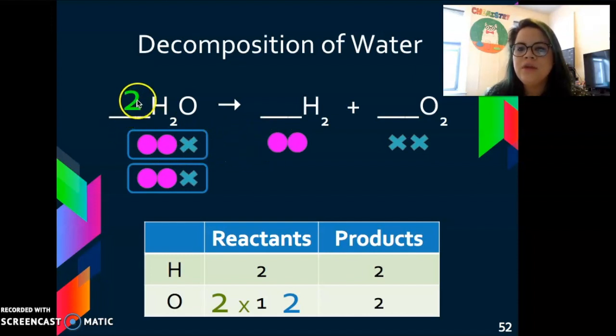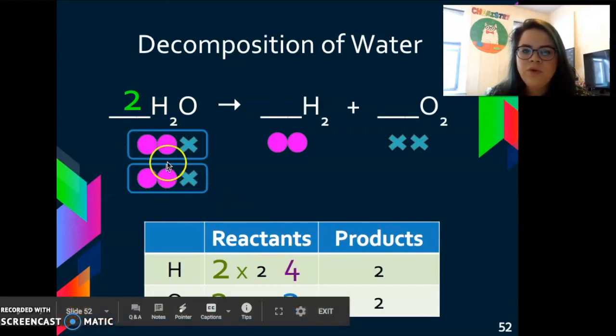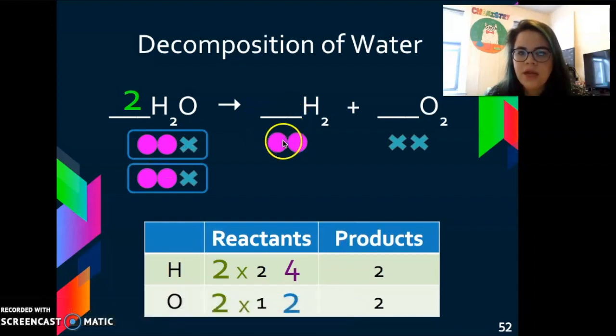This number in the front applies to everything after it. So not only did I double my oxygens, I also doubled my hydrogens. 2 times 2 to give me 4. And that's why I have these 4 little circles right here. So what do I need to do here? I'm starting with 2, and I need to have 4 like I have over here. These numbers are going to be multiplied, so I'm going to multiply it by 2 as well.